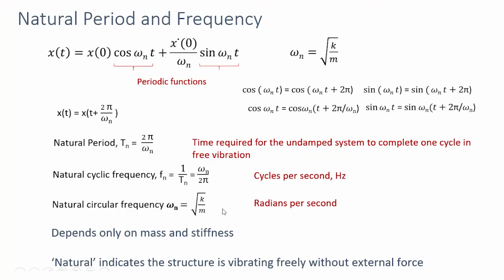This natural period and these frequencies depend only on the mass and stiffness of the structure. They do not depend upon the initial conditions we are giving to the system. So these things are natural to the system. The word natural here indicates that the structure is vibrating freely without any external force. So this natural frequency and period are calculated from free vibrations.